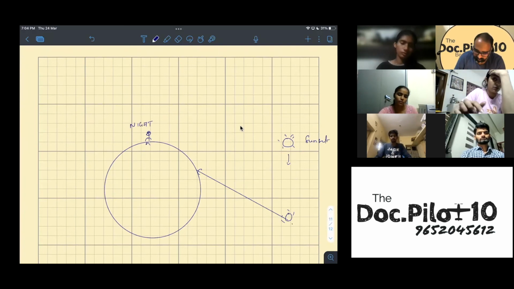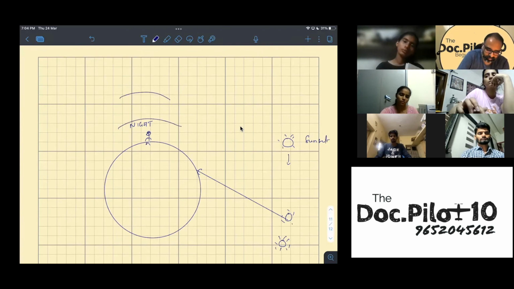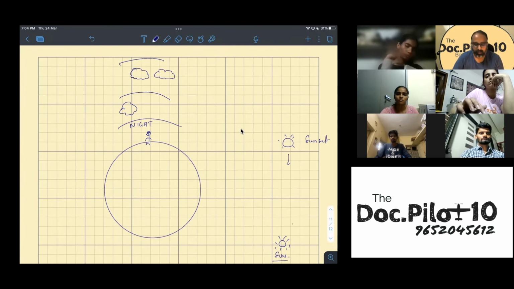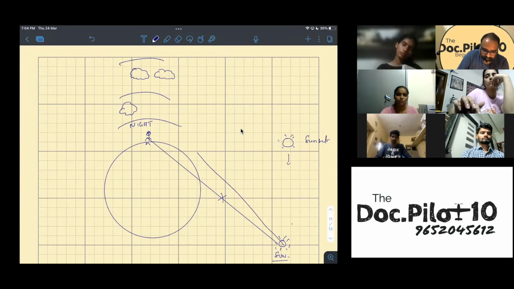Now, let's imagine the sun is here. Let's say this is the troposphere, this is the stratosphere, this is the mesosphere, and there are some water vapor or clouds in the mesosphere, and in the stratosphere there are clouds. Here is the sun. Now, can the sun's rays reach you directly? It will not. Can the sun's rays reach the cloud in the stratosphere? No, correct, because the curvature of the earth will obstruct the sunlight.